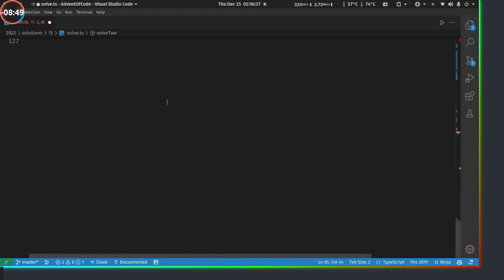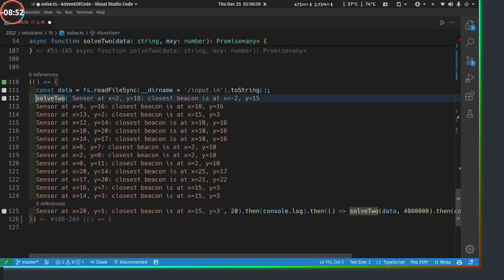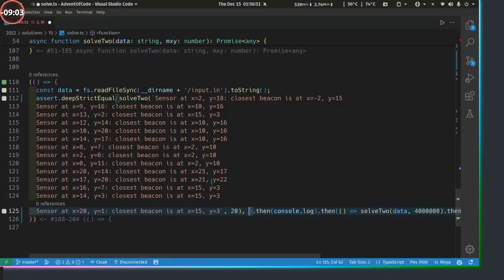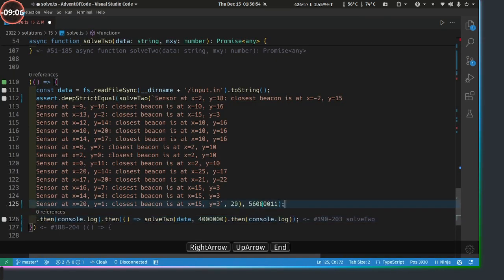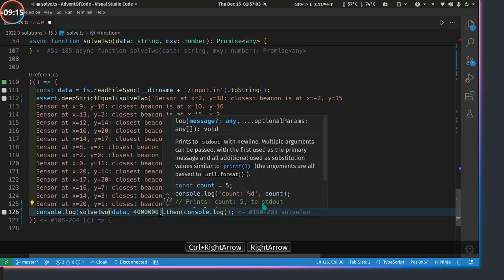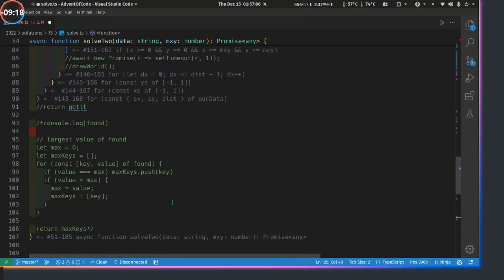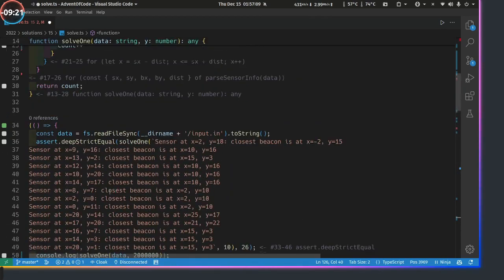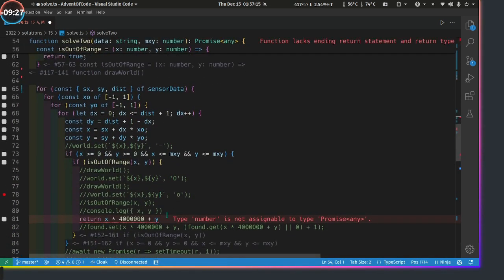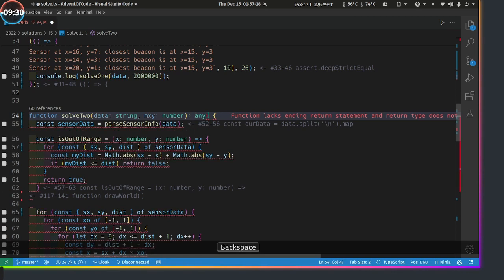I probably should go down here and de-async await this. Deep strict equal sensor 2 equal big number. Big number, then, or not then, rather. Console log sensor 2. Bingo bango. Now we got to de-asynchronize these. Zoomed right by it. There we go. Numbers not assignable. Yeah, wake up.